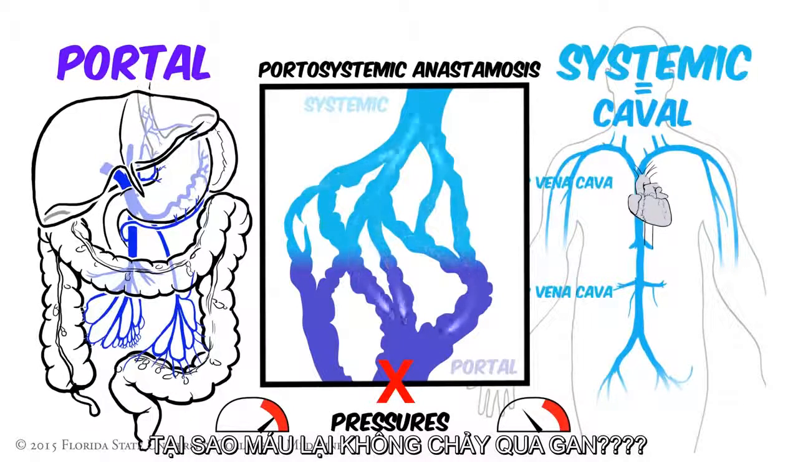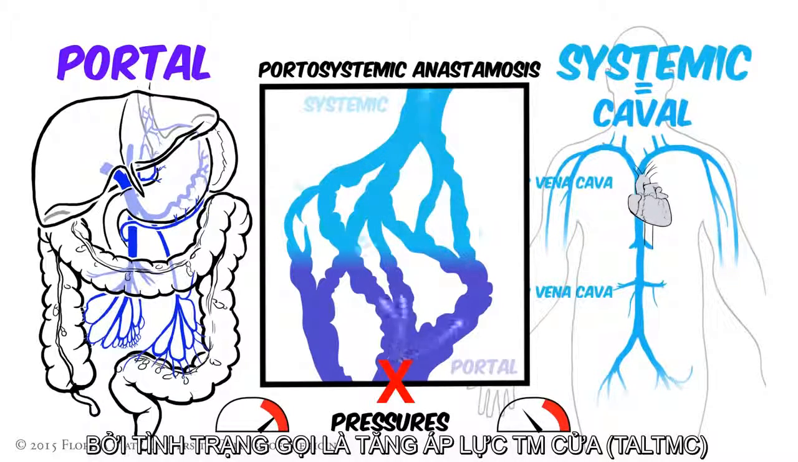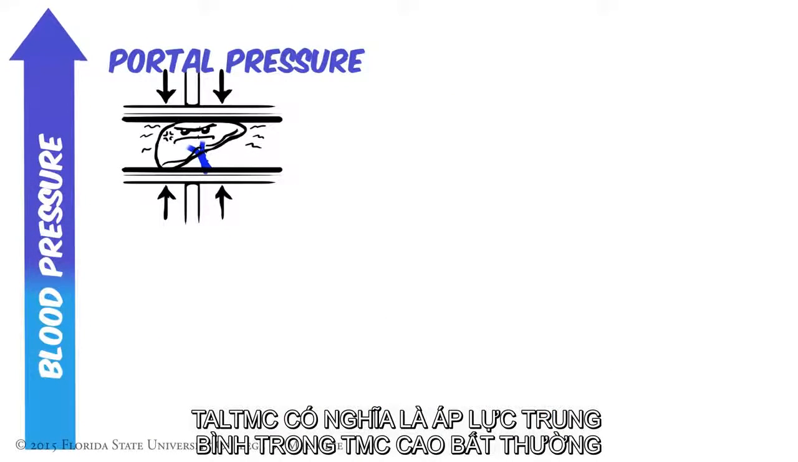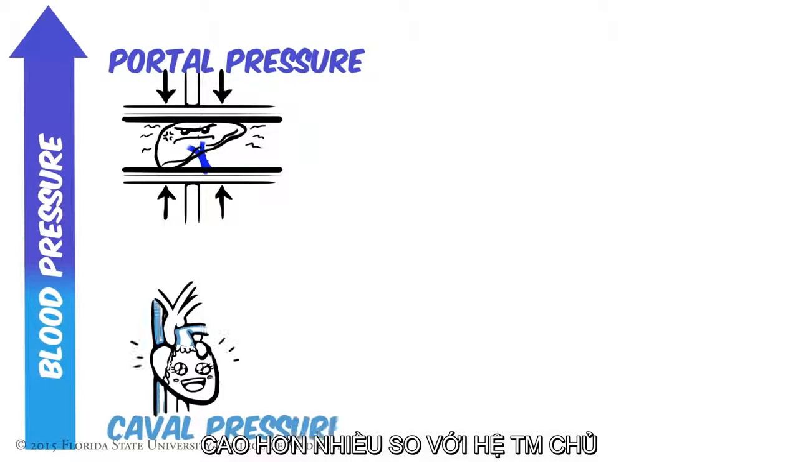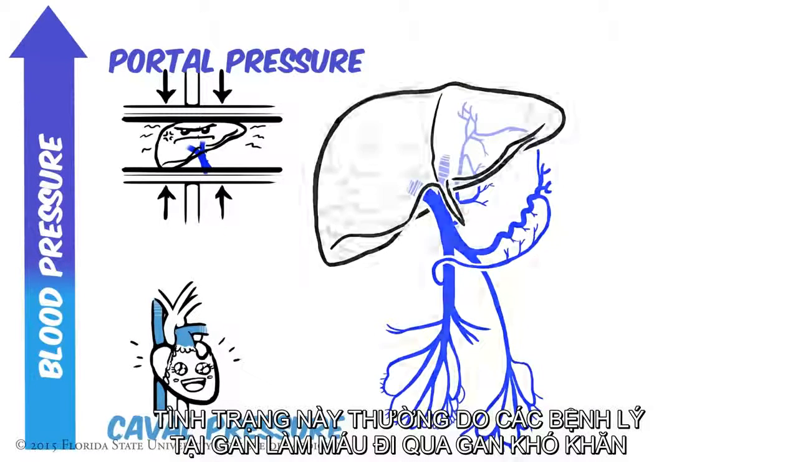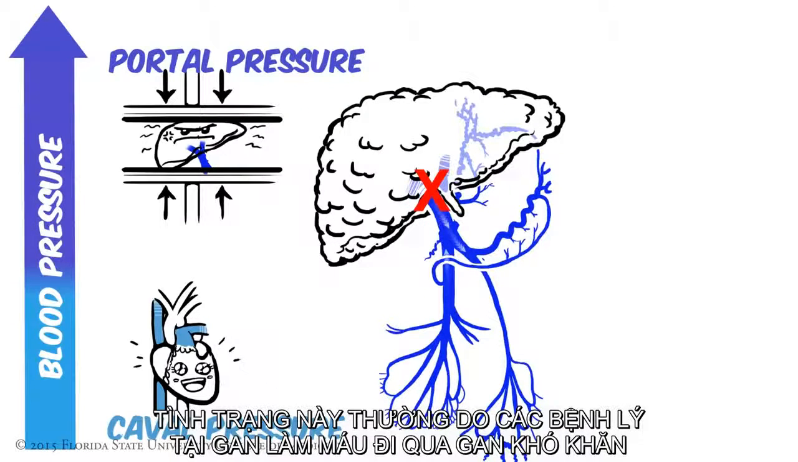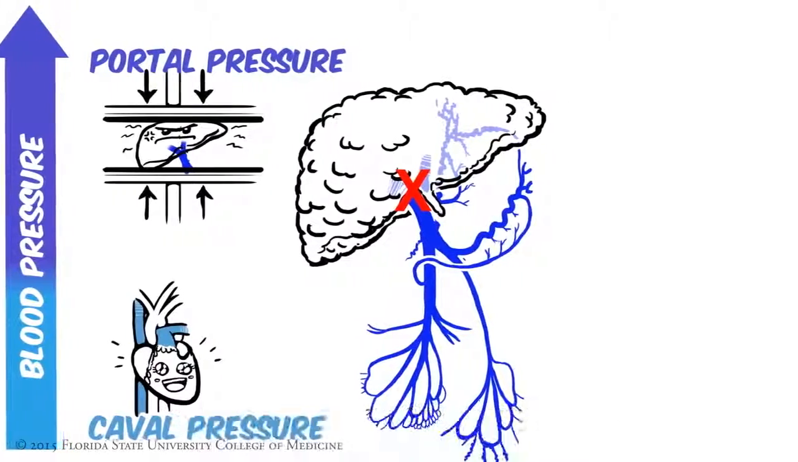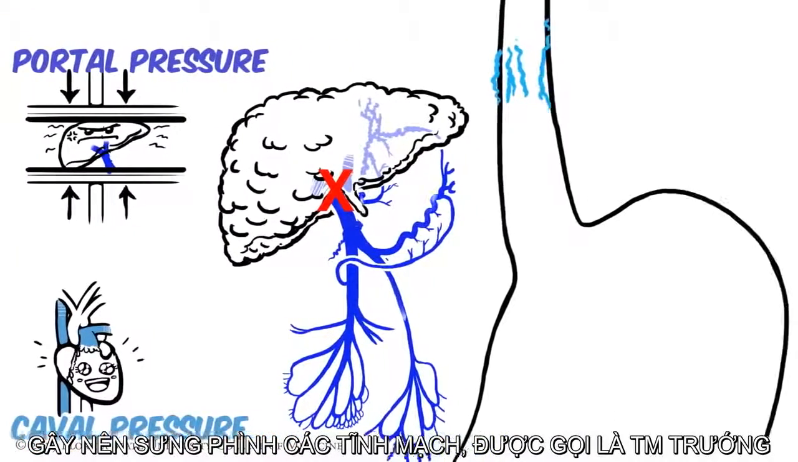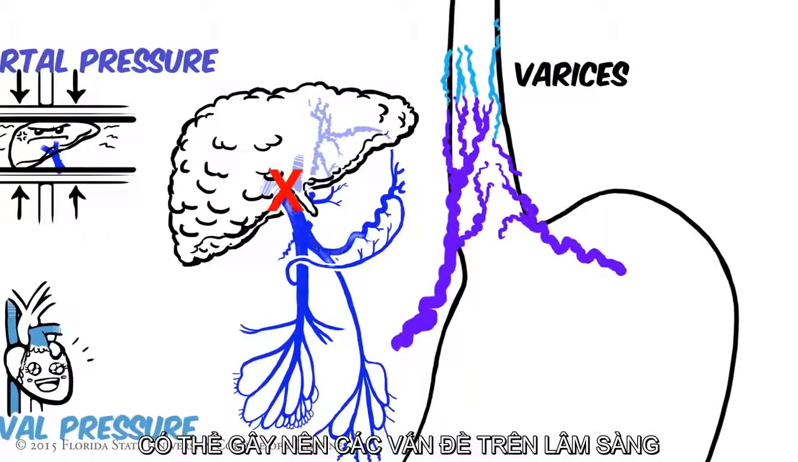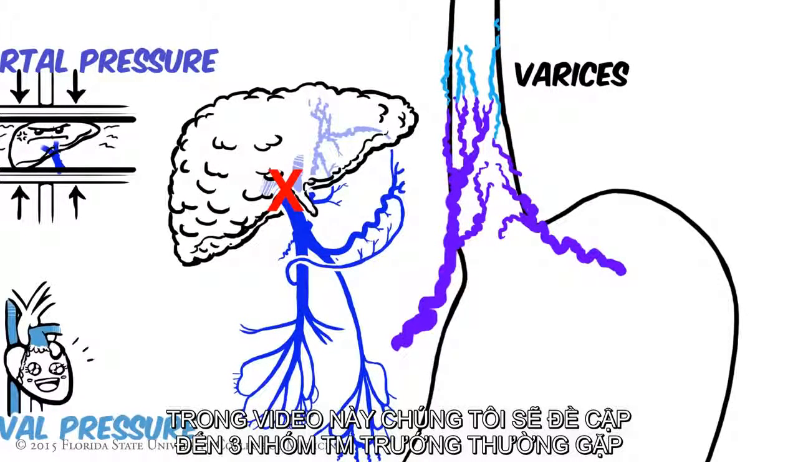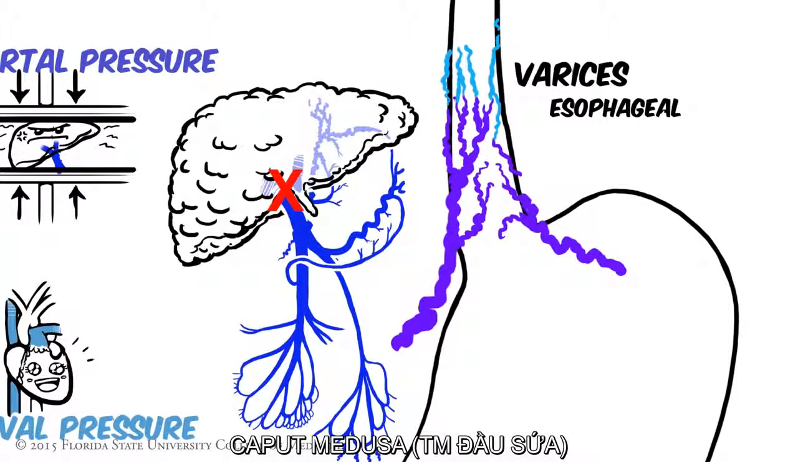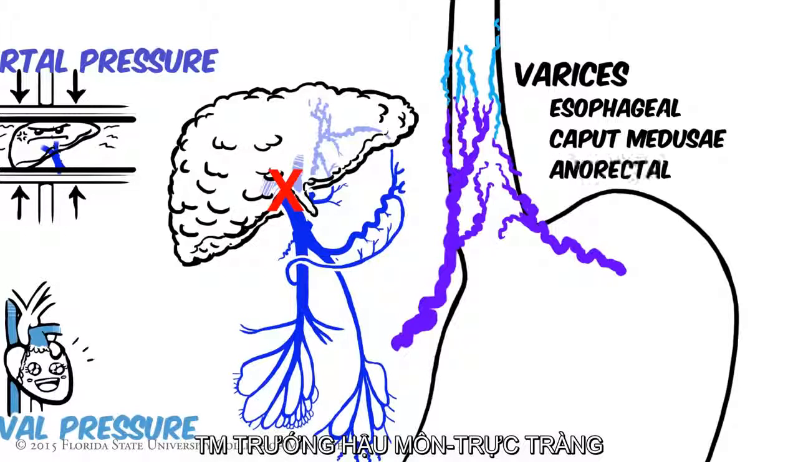Why does this blood avoid the liver? Because of a condition called portal hypertension. Portal hypertension means that the pressure in the portal vein is abnormally high, much higher than the pressure in the caval system. This usually results from liver disease that makes blood flow through the organ more difficult. Portosystemic anastomoses are important indicators of liver pathology and can lead to swollen veins called varices that may cause clinical problems. In this video, we will discuss three common types of portosystemic anastomoses: esophageal varices, caput medusa, and anorectal varices.